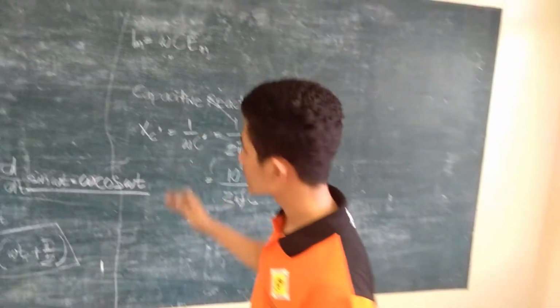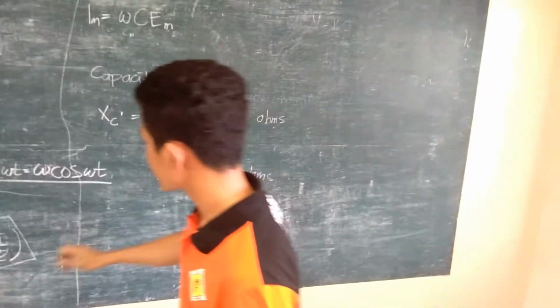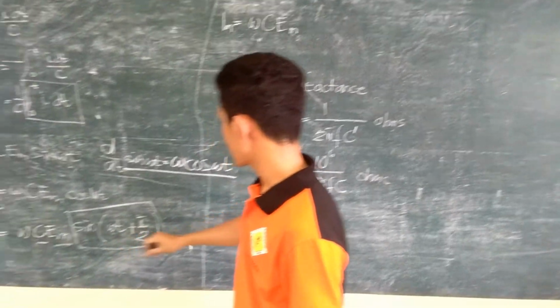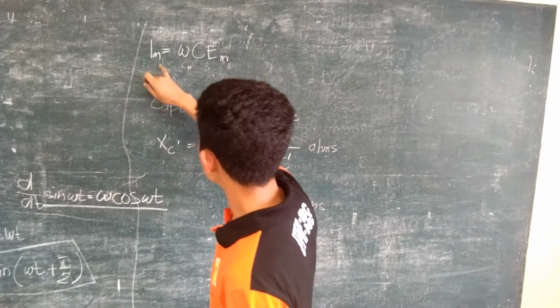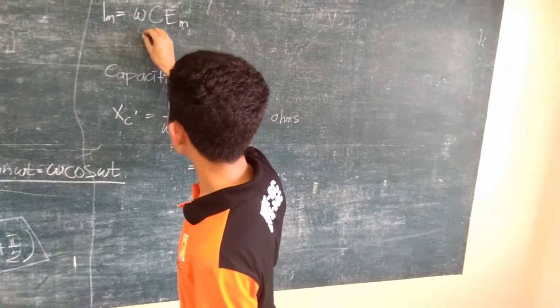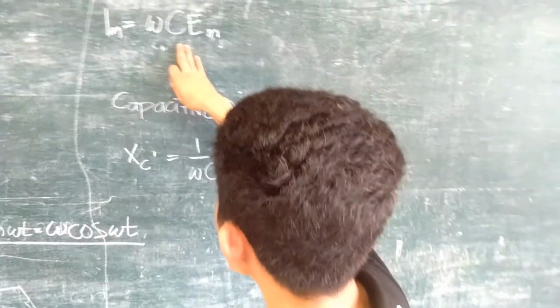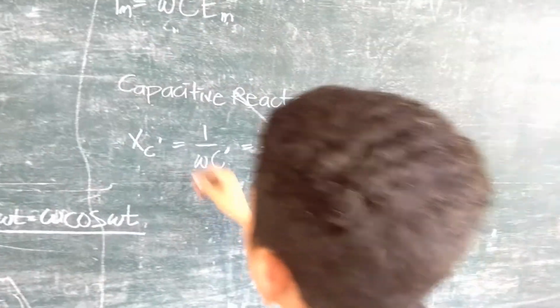Now, in getting the maximum current, the sine of omega t plus pi over 2 is at its maximum, then the maximum current will be equal to omega times the capacitance times the maximum voltage.